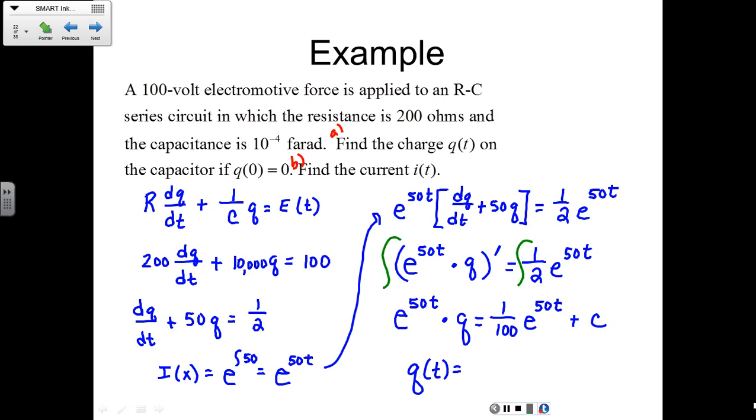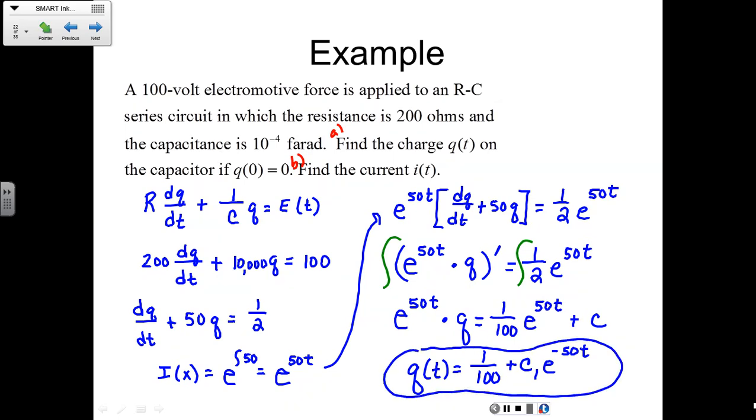Divided through by e to the 50t, right? So you get 1 over 100 plus c1 e to the negative 50t. And there's our solution. The only thing that we don't have, though, and I need to go ahead and fix, I'm going to go to the next page and do this, but they gave us an initial value. Did y'all see that? Q of 0 equals 0.